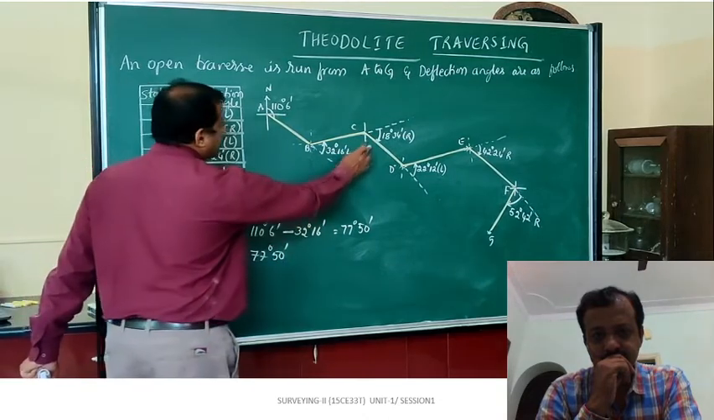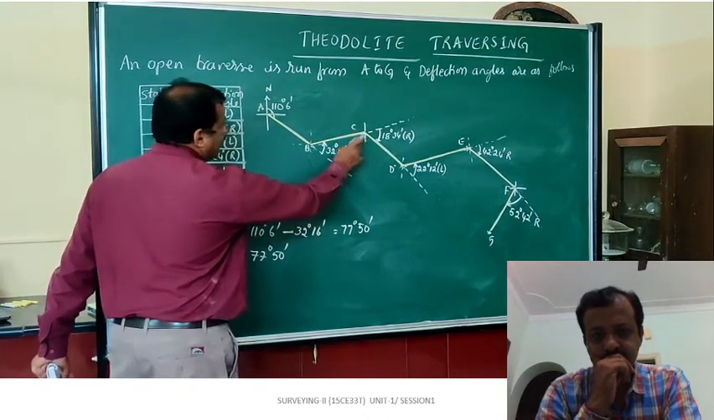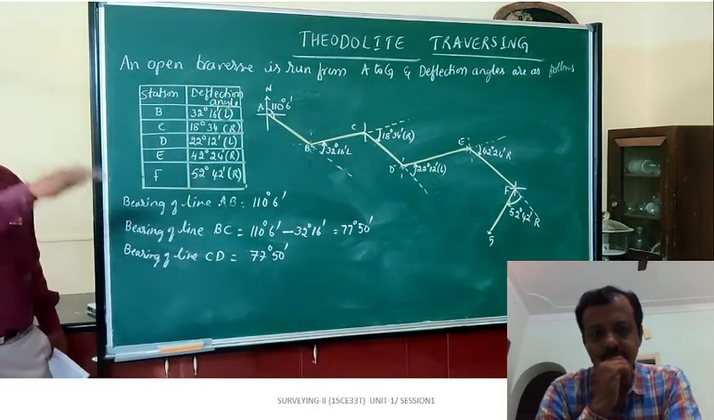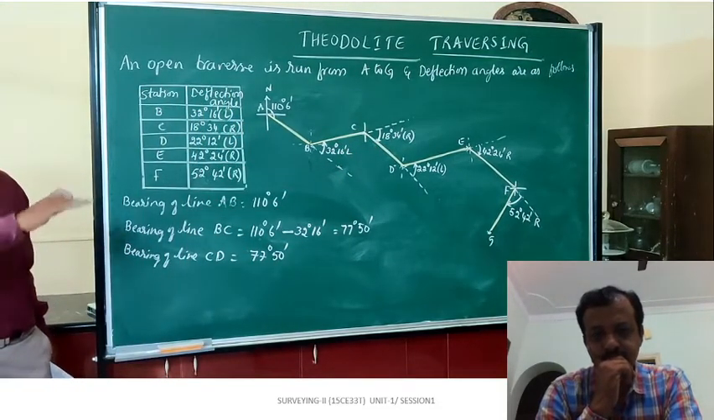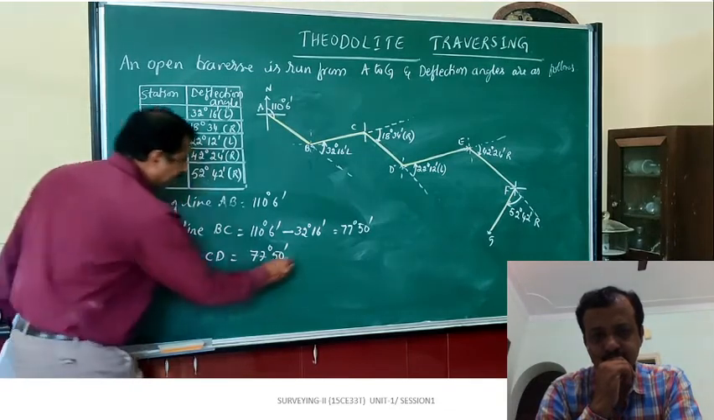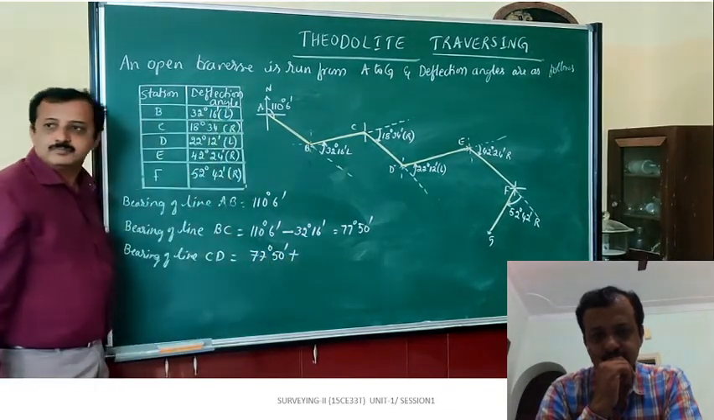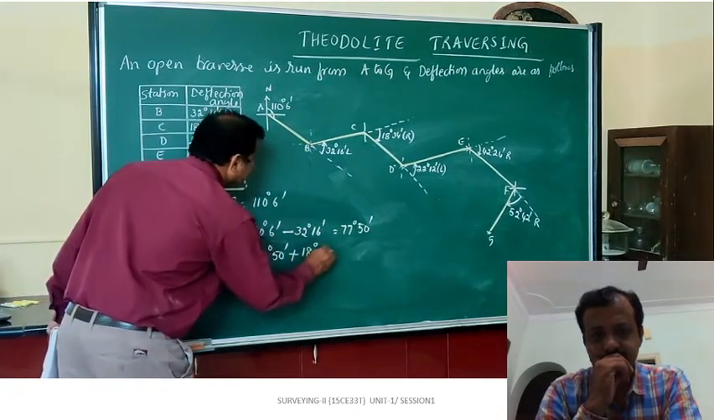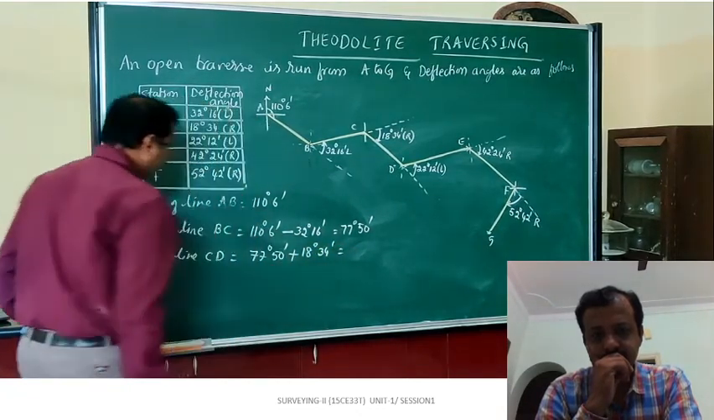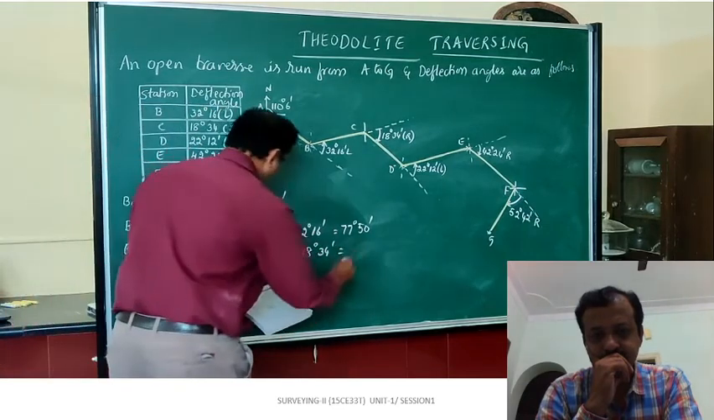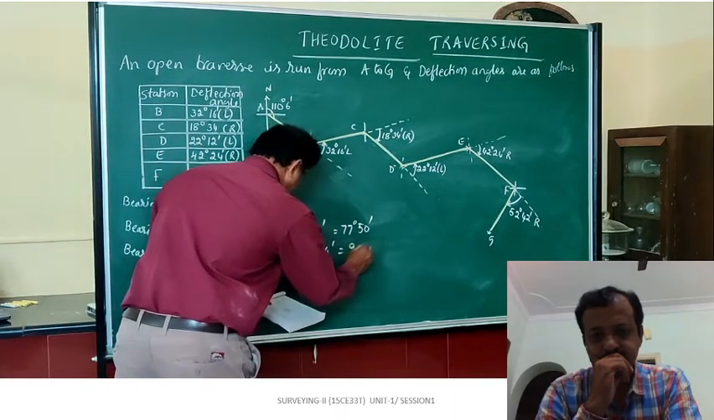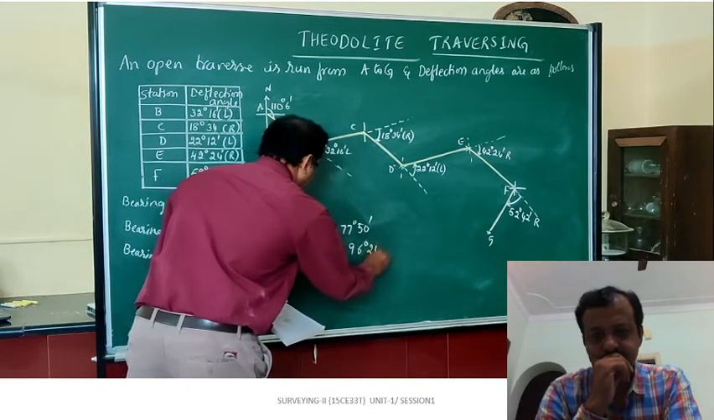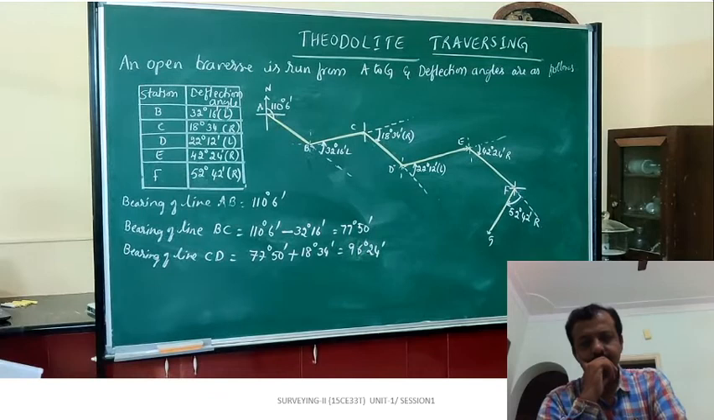Now see the direction. What is the deflection angle at C? Is it to the right or left? Right. Since the deflection angle is to the right, we are going to take plus 18 degrees 34 minutes. Therefore, what is the value of the bearing of line CD? The calculated value is 96 degrees 24 minutes.